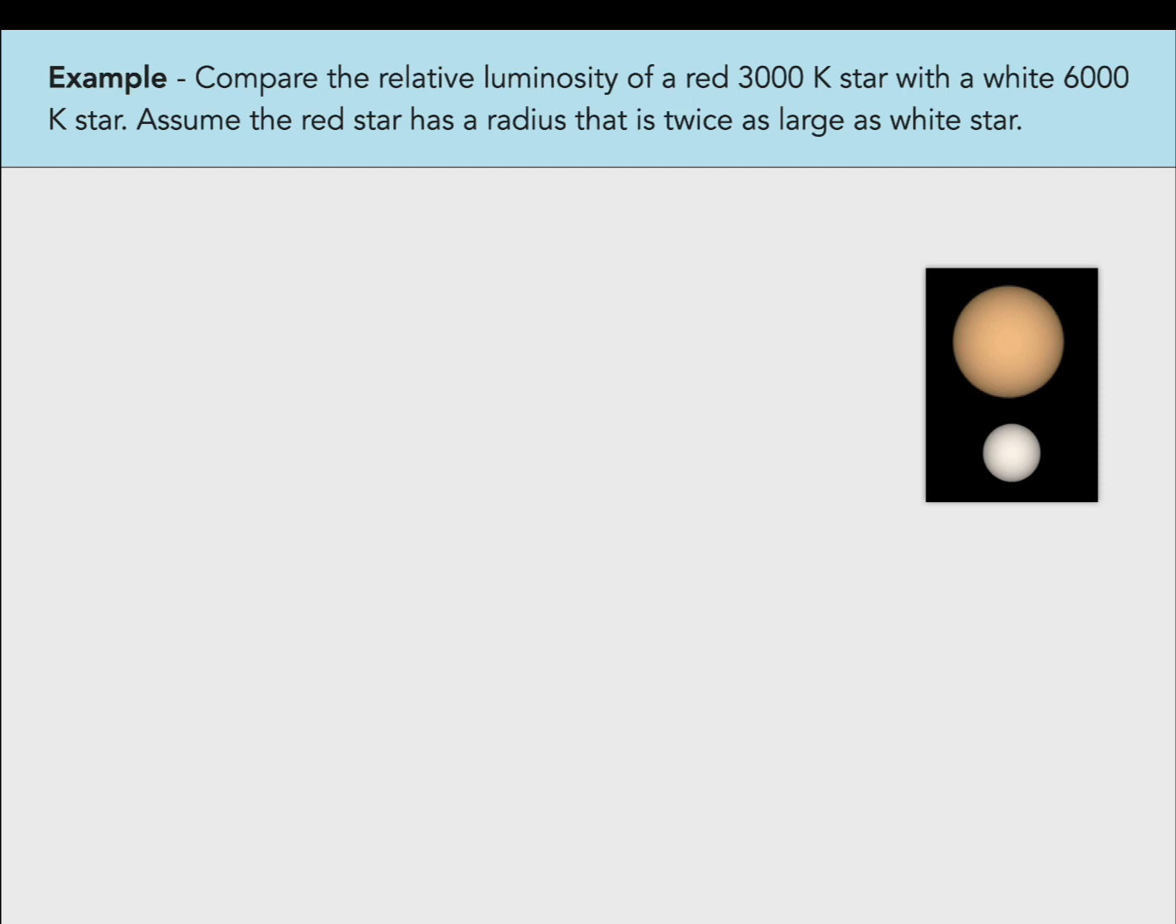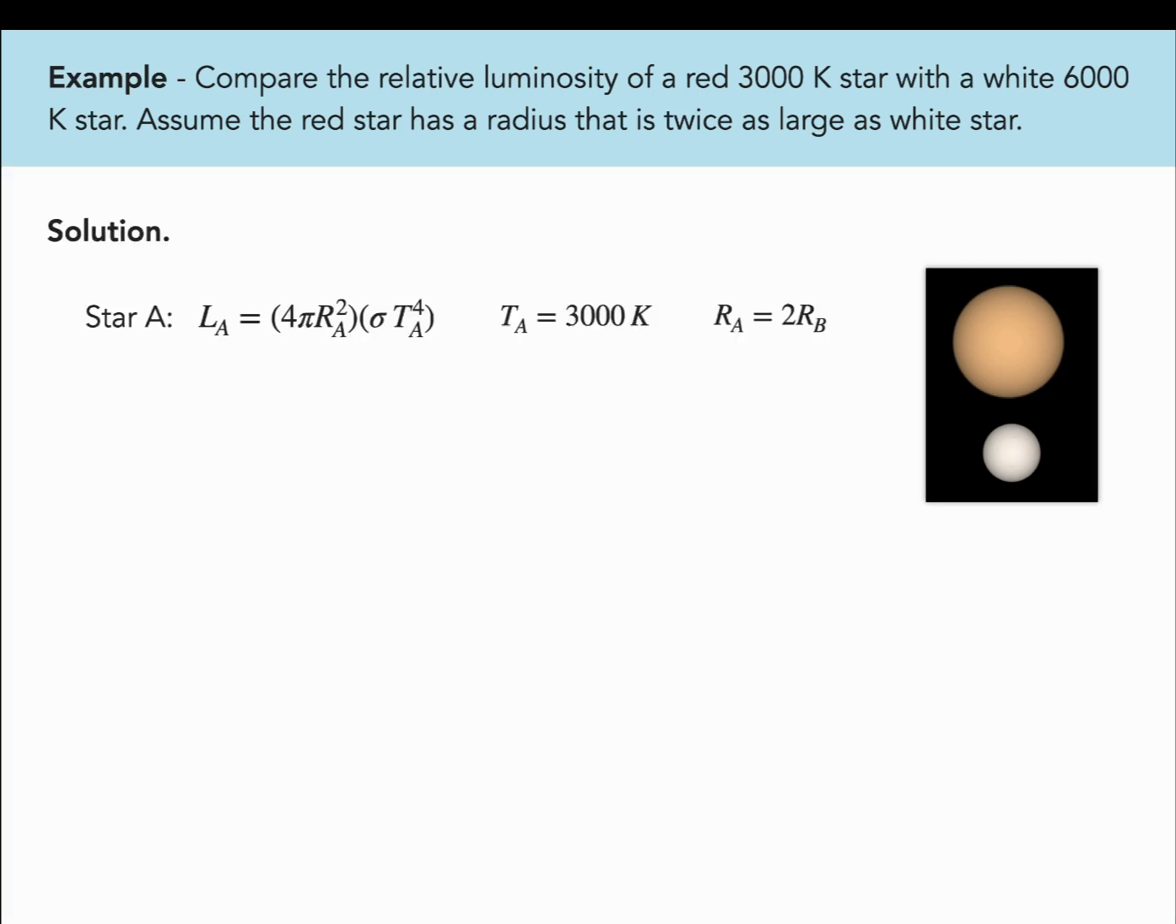Finally, let's compare the relative luminosity of a red 3000 Kelvin star with a white 6000 Kelvin star. We'll assume that the red star has a radius that's about twice as large as the white star. So this is kind of drawn to scale. We want this red star to have twice the radius of this hotter, whiter star. So we'll define star A as the red star.